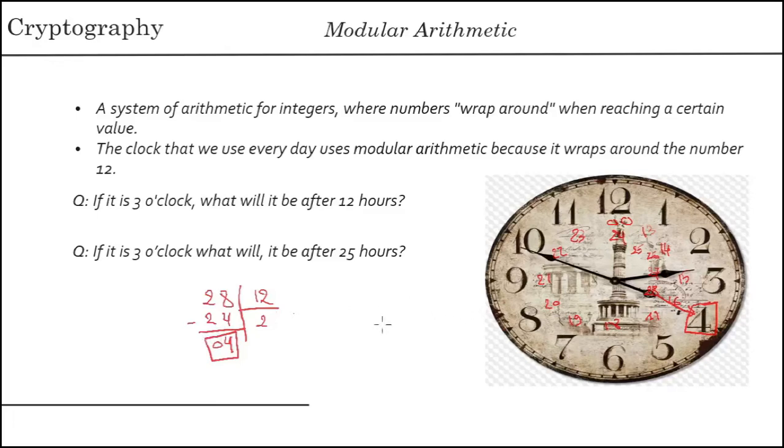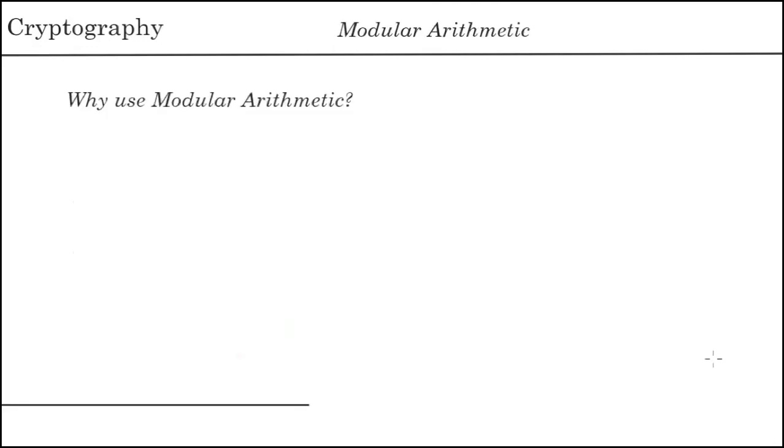Now this could be summarized by saying 28 mod 12, and that is 4. By mod, we simply mean the remainder of the division of 28 by 12, and the remainder would be 4. So we can represent any value in our small and finite set.